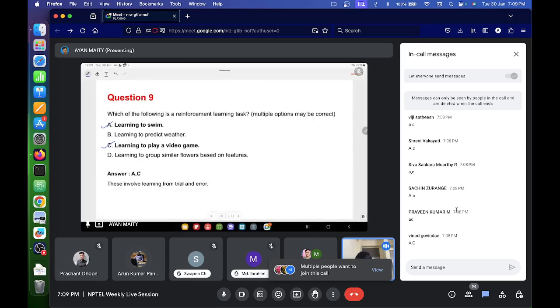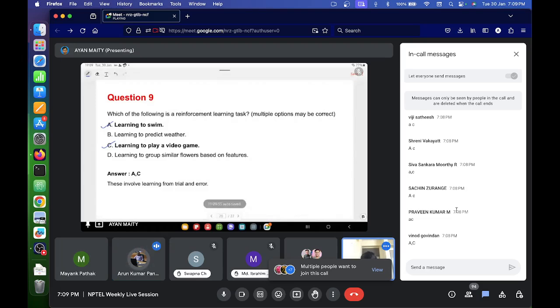So learning to swim, it is a sequential process where you have to interact with the environment, and then you will get reward signals based on your actions, and in that process you would learn. And learning to predict weather, whether predicting rainfall or predicting temperature, all these tasks are supervised learning tasks. So you will predict a specific target variable. These tasks are not sequential tasks that can be learned using reinforcement learning.